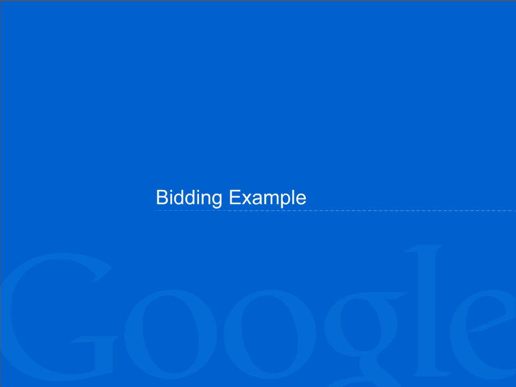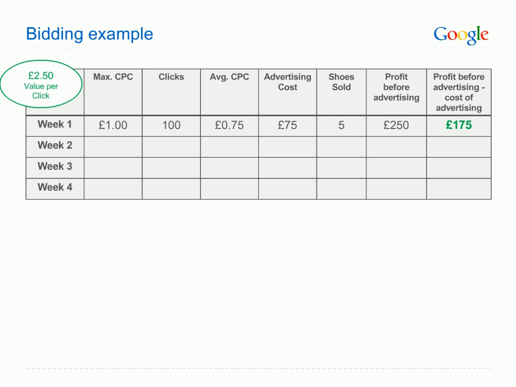Now we are going to see how adjusting your bids can increase your profits. Let's look at some hypothetical results from the shoe ad group we've been discussing throughout this course. We already know our value per click is £2.50, so we'll start off by setting our Max CPC bid to something lower than £2.50. In this case, we've set it to £1.